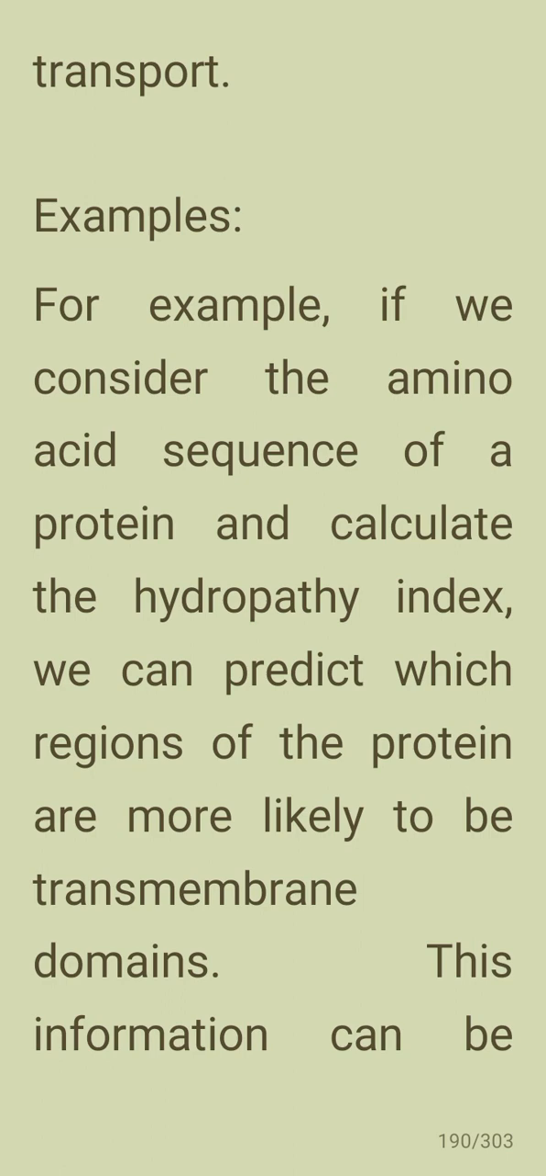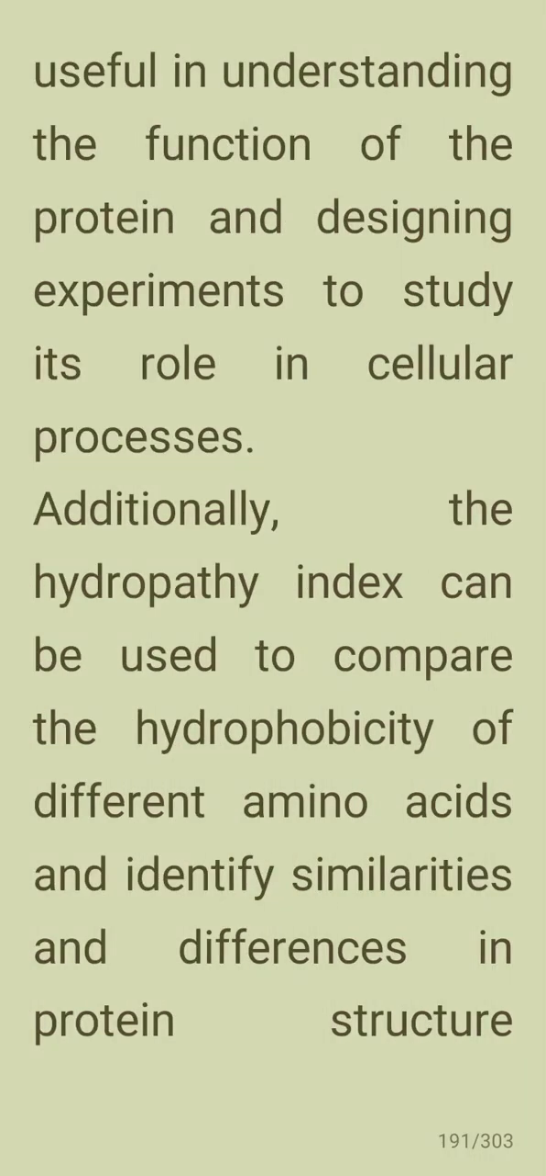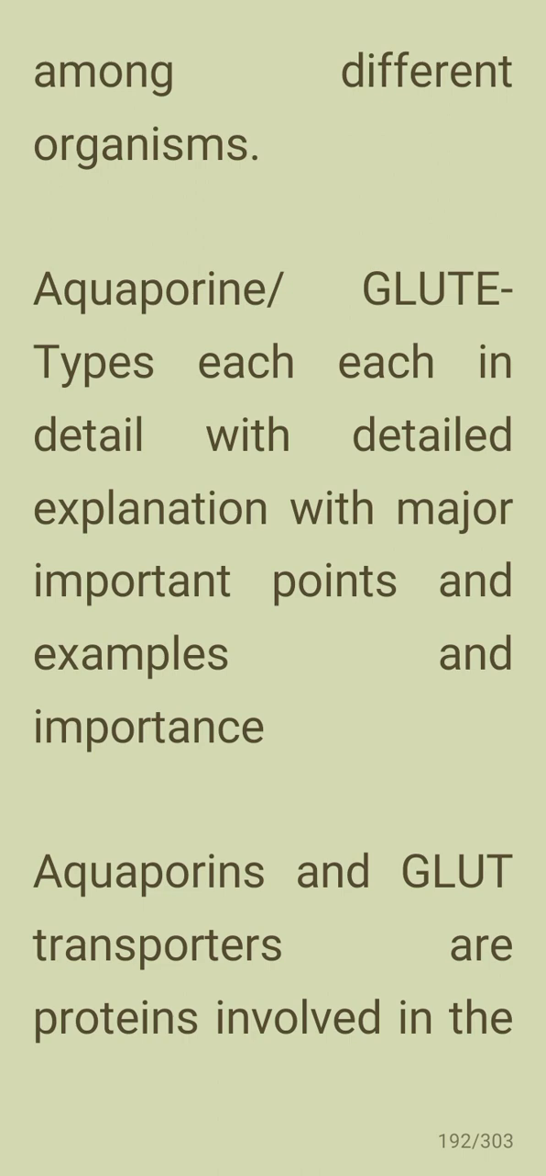For example, if we consider the amino acid sequence of a protein and calculate the hydropathy index, we can predict which regions of the protein are more likely to be transmembrane domains. This information can be useful in understanding the function of the protein and designing experiments to study its role in cellular processes. Additionally, the hydropathy index can be used to compare the hydrophobicity of different amino acids and identify similarities and differences in protein structure among different organisms.